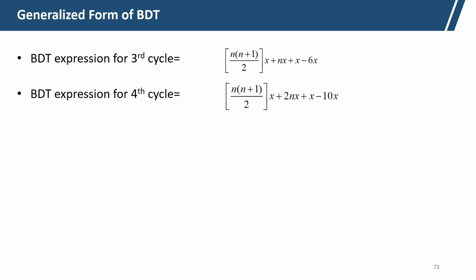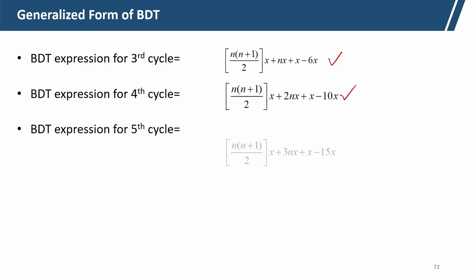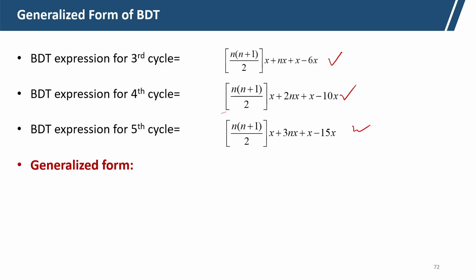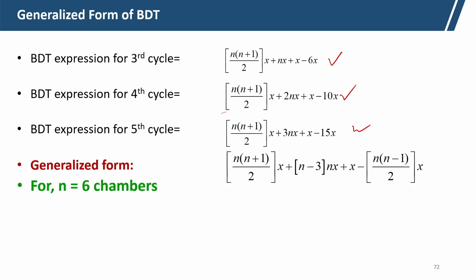So, now the generalized form of blending delay time is expressed for the third cycle, this is the third cycle. For the fourth cycle that we have already explained here, third cycle is this one, fourth cycle is this, and fifth cycle is this, which is actually the saturated blending delay time. So, for the fifth cycle this is here. Now, this is saturated. For the generalized form, again if we want to get this for n equal to 6 chamber, this is the generalized form.